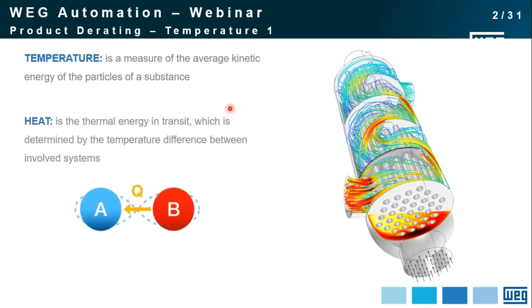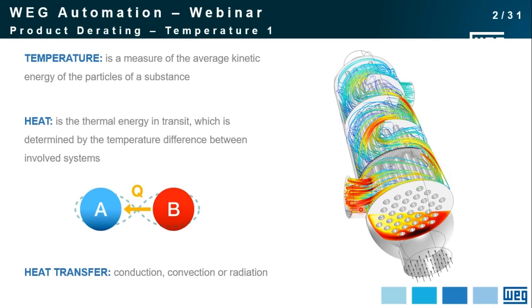Another concept that is really close to temperature is heat. What is that? It's the thermal energy in transit. Basically, it's the energy that flows from a hot body to a cold one. It's the flow of energy between bodies. And how does the heat transfer? It can happen in three ways: conduction, which is through solid materials; convection, which is through the movement of air; and radiation, which is through electromagnetic waves.